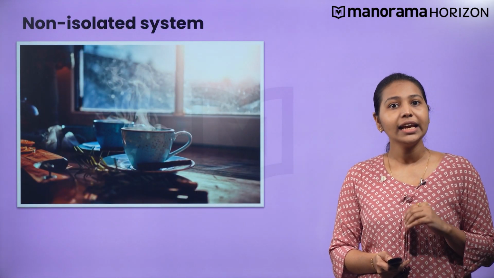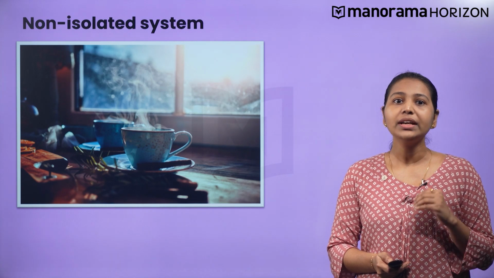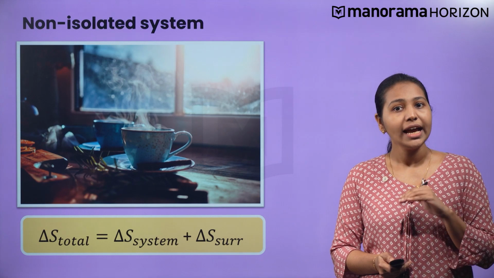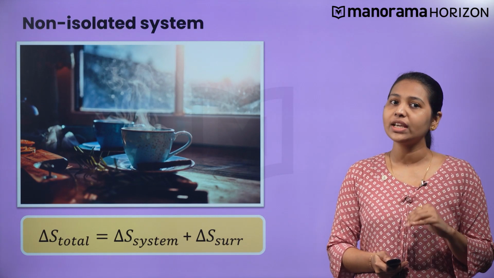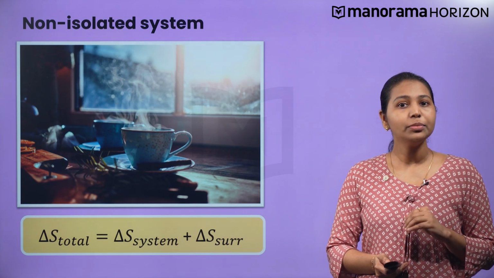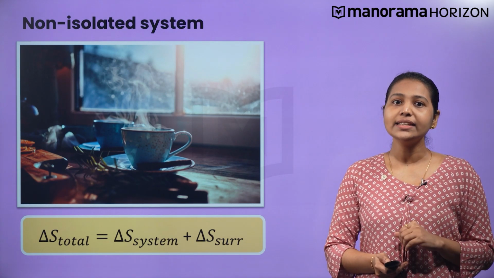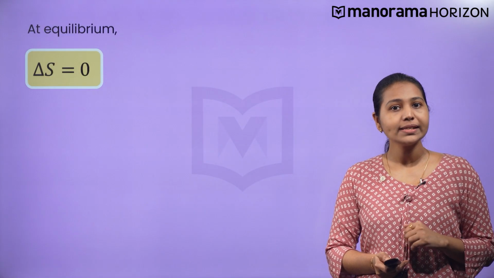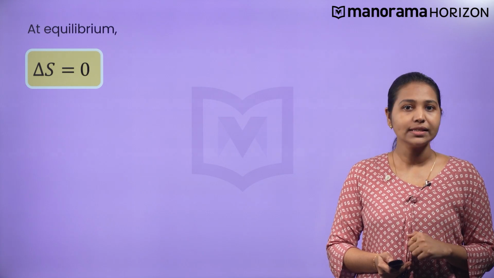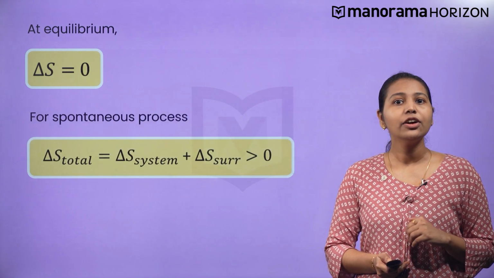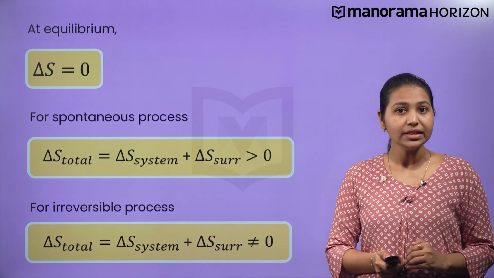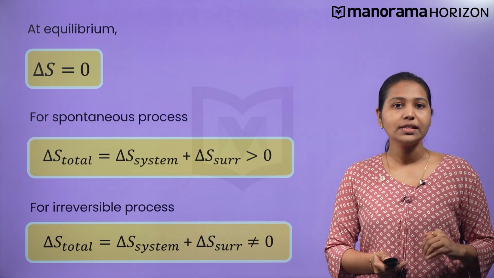Next, we may consider a non-isolated system. For example, a cup of tea kept open. Here, the total entropy change is given by the entropy of the system and surroundings taken together. And randomness or entropy increases until the equilibrium is reached, that is, till the tea attains room temperature. Thus, when a system is in equilibrium, the entropy is maximum and the change in entropy is 0. We have also discussed that for a spontaneous process, entropy change is greater than 0. However, in the case of an irreversible process, total entropy is not 0.